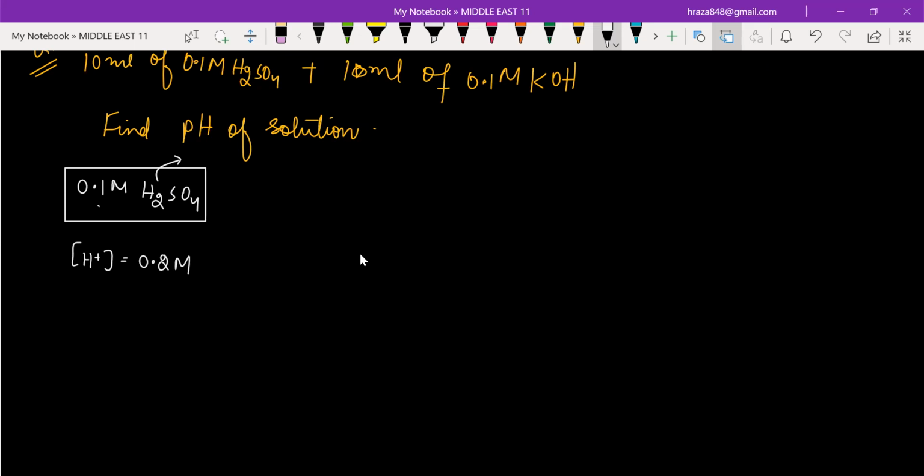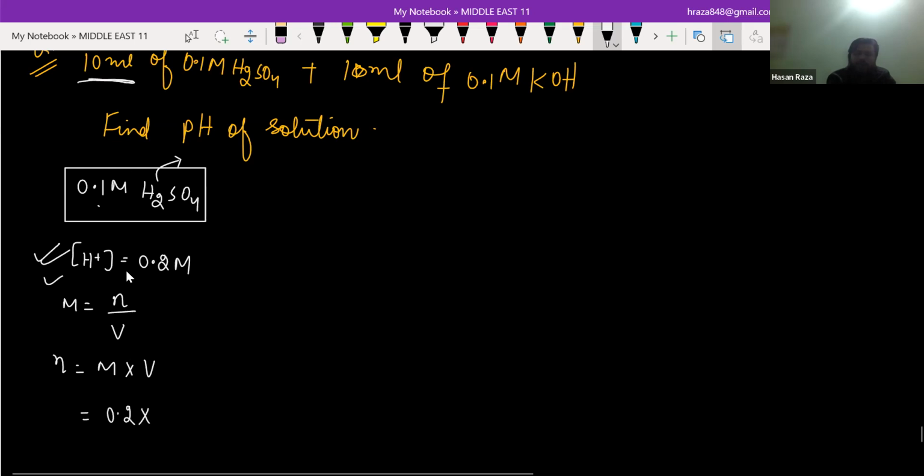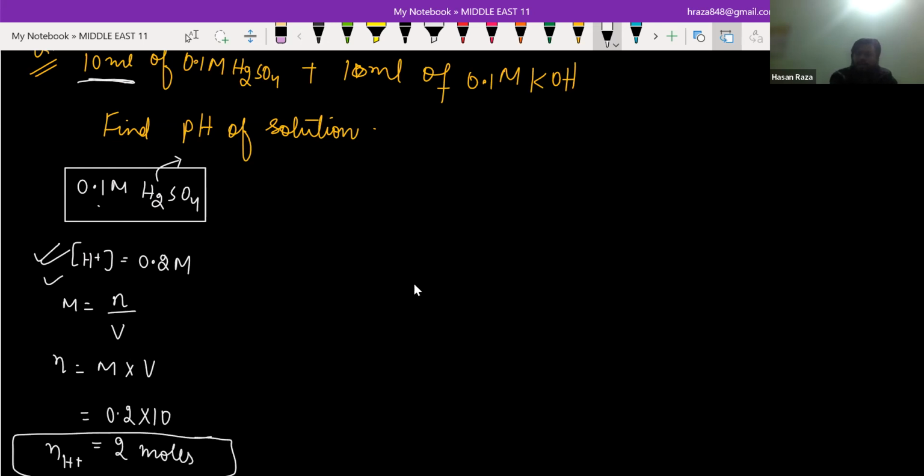Yes, sir. Now, since we got the molarity of H plus, we need to calculate. Whenever there is a heterogeneous mixture in ionic equilibrium, we need to calculate the number of moles. And we know that molarity is equal to number of moles upon volume. So number of moles is equal to molarity into volume. So the molarity of H plus is 0.2, and the volume in which it is present is 10 ml. So we multiply by 10. So the number of moles of H plus is 2 moles, right? Is this clear, everyone? Yes, sir.